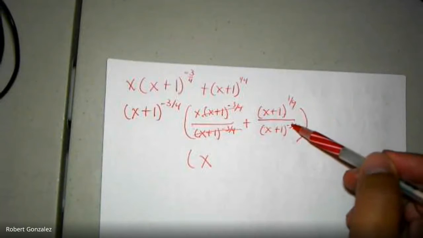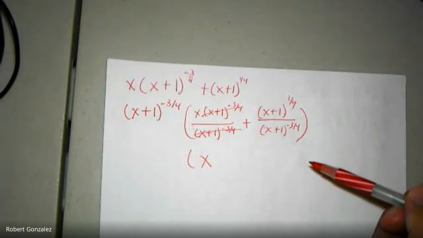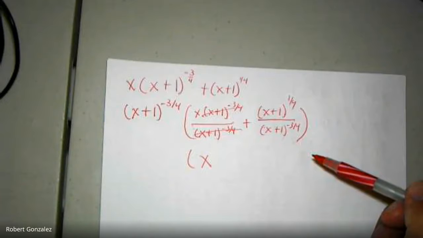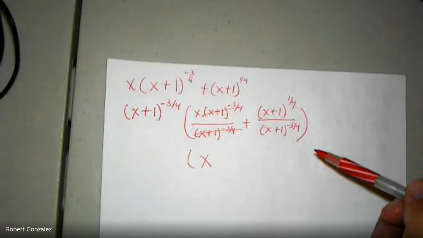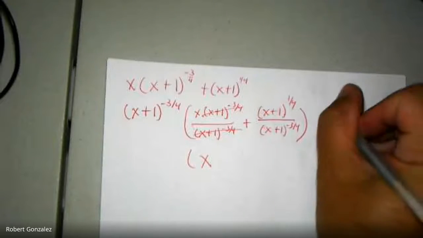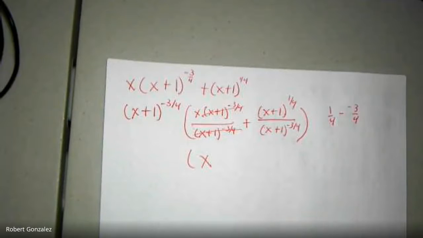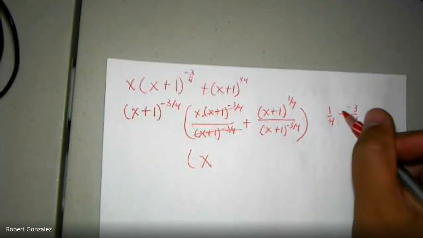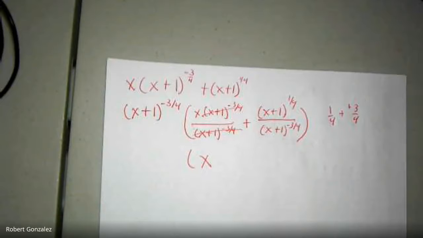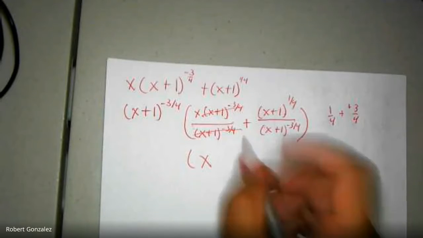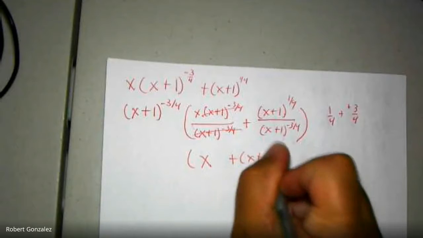What's 1/4 take away negative 3/4? Negative 2/4 or a half? Let's try it. Let's see. 1/4 take away negative 3/4. Minus a negative means plus. Do you want to try again? 4/4. 4/4, which is 1. Yeah. So this is x plus 1 to the first.